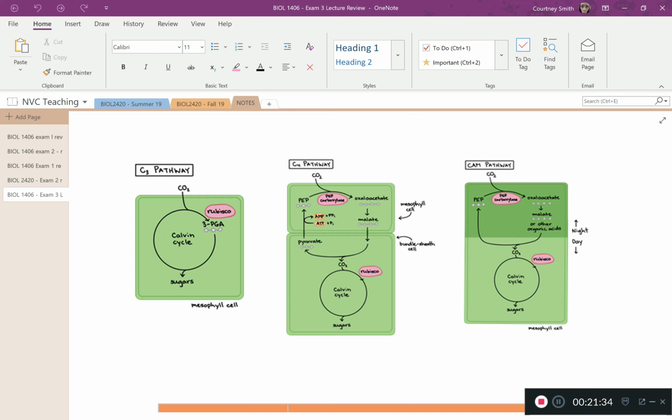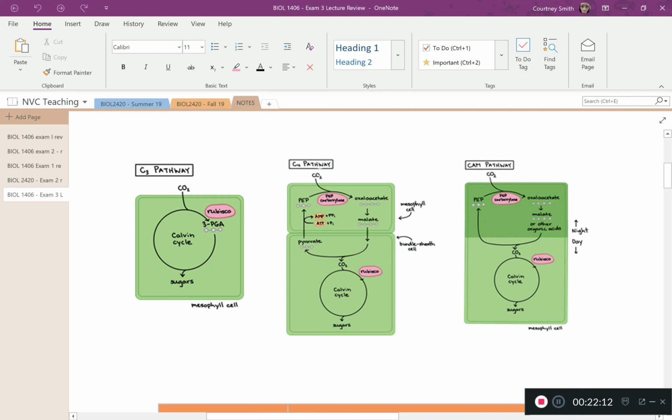So what happens is that the light dependent reactions that we talked about, like with the photosystems and everything, have to occur separately from the Calvin cycle, as you can sort of see here. So the Calvin cycle will occur inside a bundle sheath cell, whereas carbon fixation will occur somewhere else.